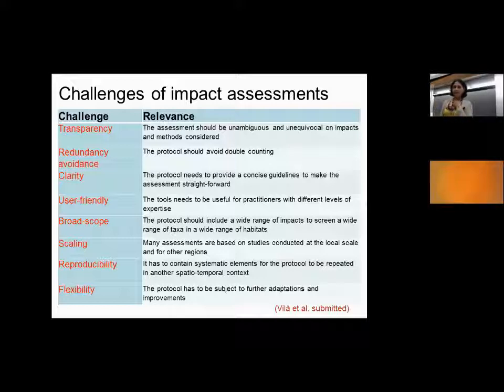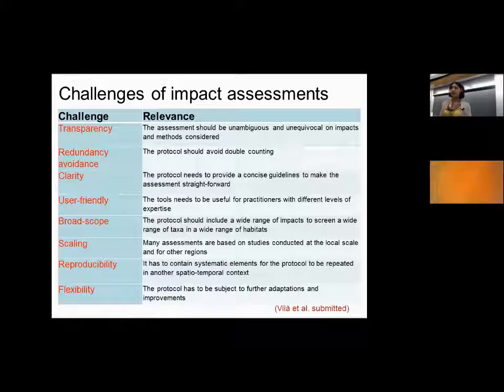So when using and constructing these impact assessments, I think that there are several challenges that they have to consider. One is that they need to be transparent, in a way that the assessment should be unambiguous and unequivocal, so you can use it and then another colleague also can use it in the same way. Also, it should avoid redundancy. So the protocol should not double count the impacts.